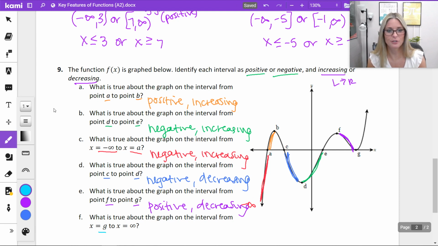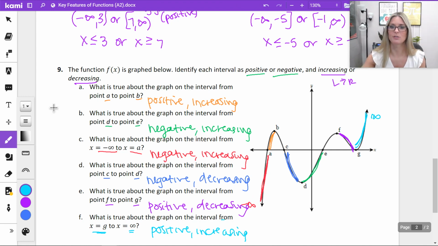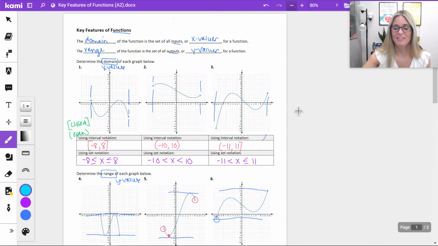And F, what's true from G to infinity? That last segment here, again, wanted to make sure you saw those examples with the infinities there. It is positive because it's above the x-axis, and it is increasing because it is going up from left to right. Again, on Delta Math, those are just multiple choice. Very easy. And that concludes our notes for key features of functions.